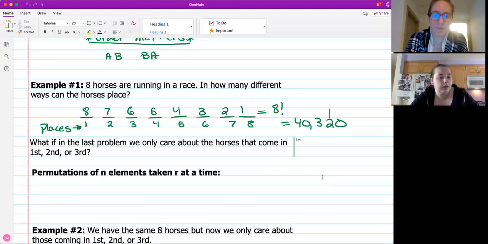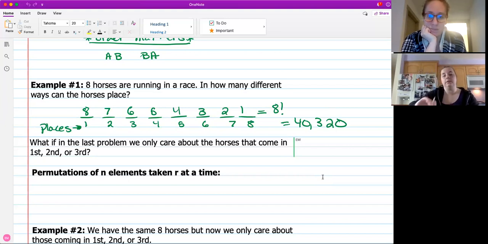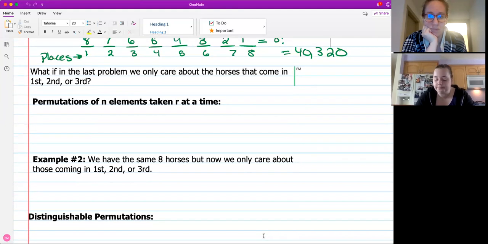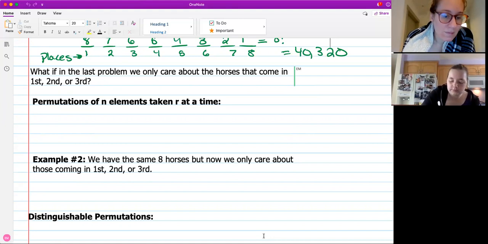Now we're going to talk about what happens if we only care about the horses that come in 1st, 2nd, or 3rd, and not the horses that come in 4th through 8th place. For this one, we have a formula, and it's going to look very similar to what we had for the binomial theorem last week. There is a way you can do this on the calculator if you would like.